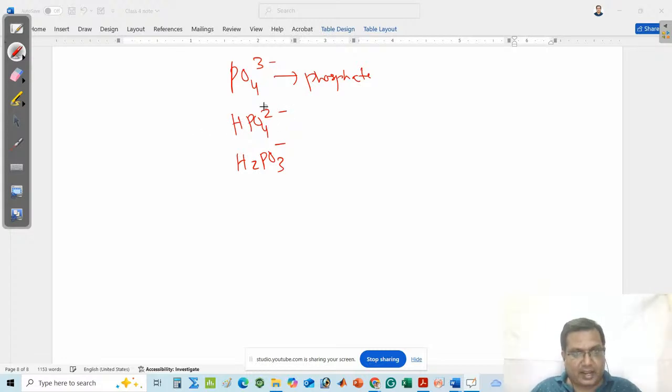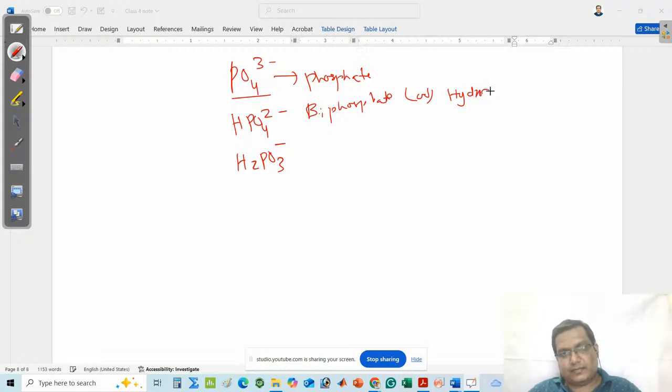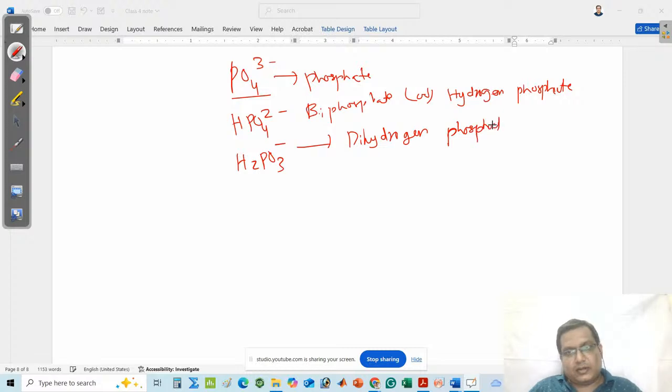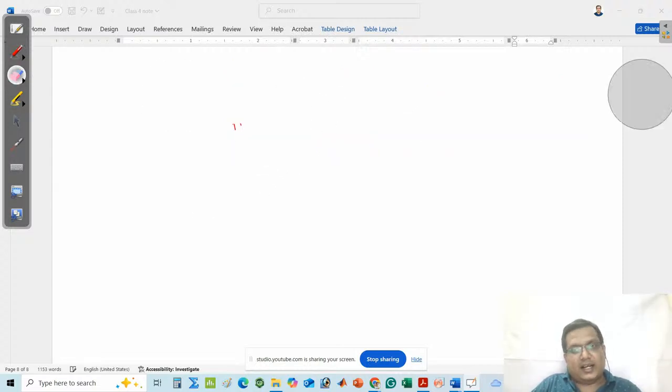Then what will be the name? This is your phosphate. This is said to be biphosphate, or simply you can call it hydrogen phosphate. If you think about this, what is the name of this? Here you can say dihydrogen phosphate. There are two hydrogens. These are a few examples by which you can remember the names of the radicals.